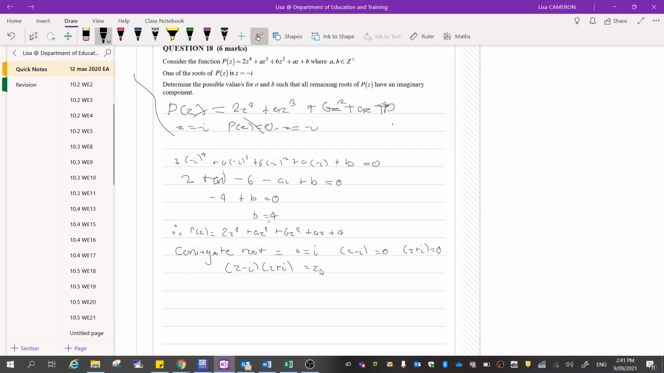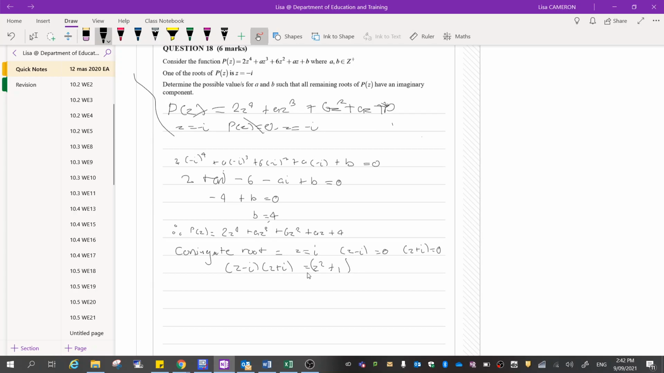And it's just basic algebra here. This will equal z squared, zi minus zi, they cancel out. And then you have negative i times i, which is negative i squared. And all that's going to equal out to is negative 1 times negative 1, which is equal to positive 1. And there is your new factor there.